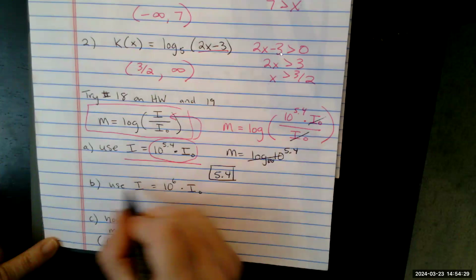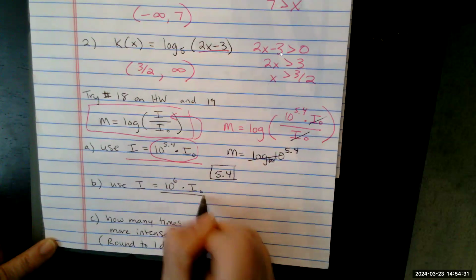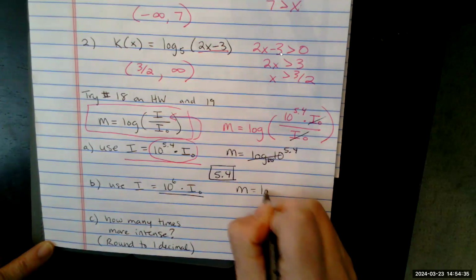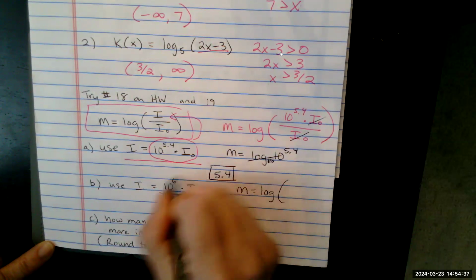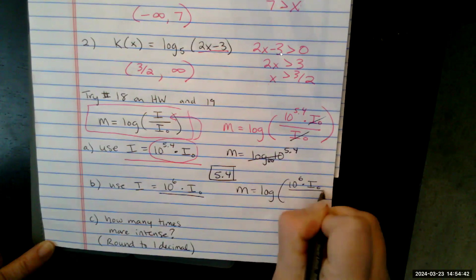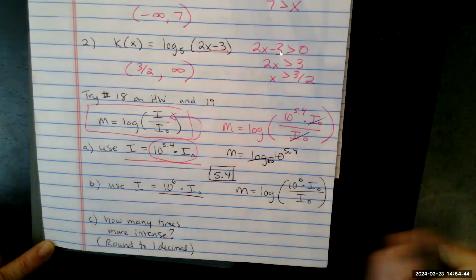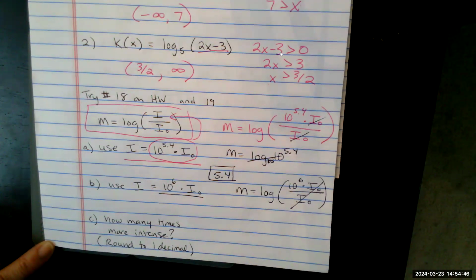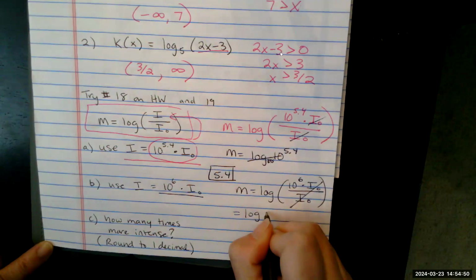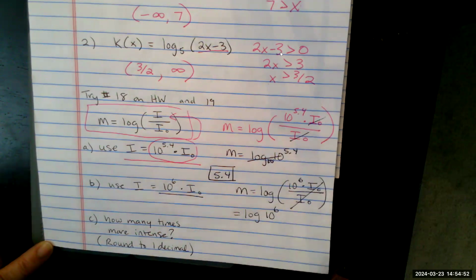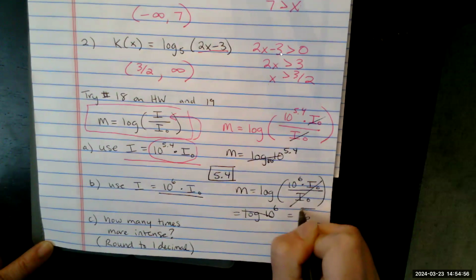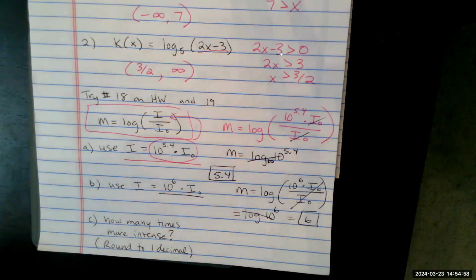So next, they want us to do the same thing, but with that second intensity they mentioned. So again, we're going to go to that formula, plug this in for the top part, divided by I sub 0, which is nice because we don't know what that is, but they cross out, so it doesn't matter. And that leaves us with log 10 to the 6, but log and 10 wipe each other out, and it's just 6.